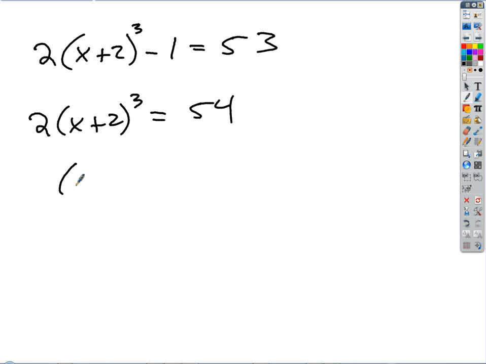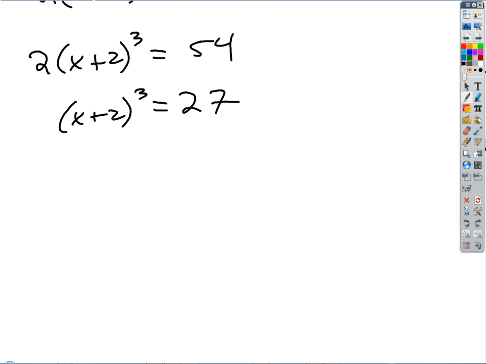Divide by 2. You know this one? Cube root it. Now if I cube root it, do I need a plus or minus? No, I don't. How come? It's odd. If I take an odd root, I get one answer, right? 3.